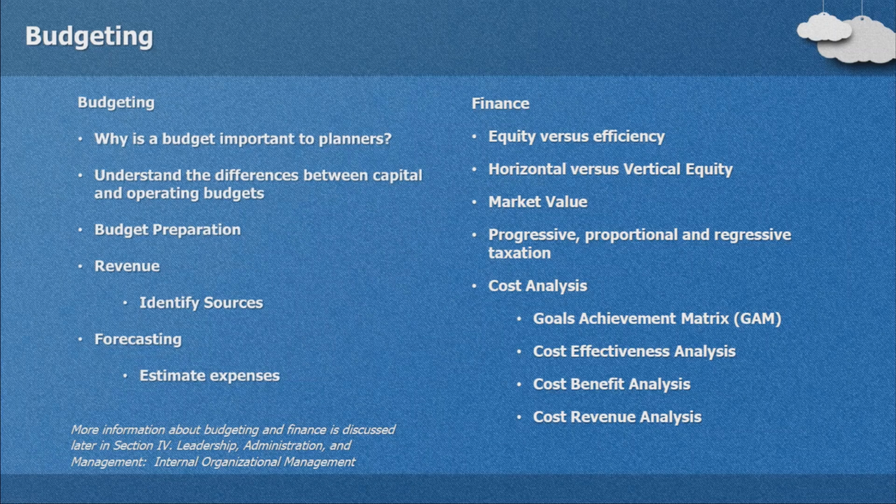We get to cost analysis. There's something called a goals achievement matrix, or GAM. Again, something you might just look up on Wikipedia. You'll see a little picture of it, what it is. Cost effectiveness analysis, cost benefit analysis, and cost revenue analysis. Some terms to be familiar with.